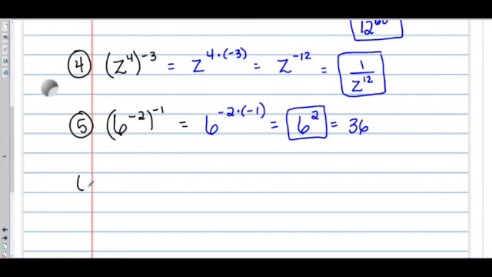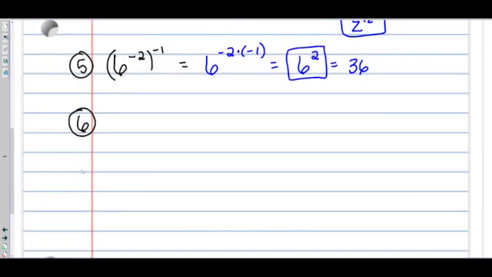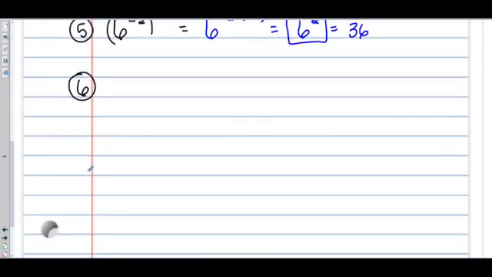Okay, number 6. We have w to the 12th power to the 5th power. So we have power to a power, multiply the powers. So we end up with w, keep the base, right? And we have 12 times 5. So you end up with w to the 60th power.